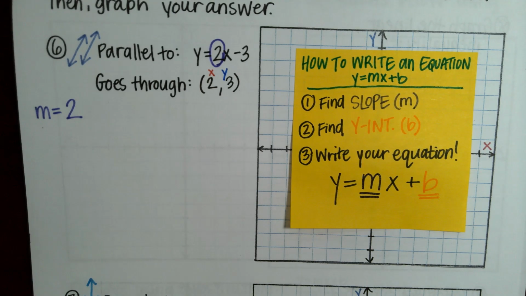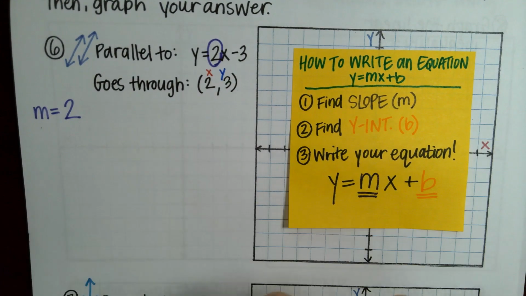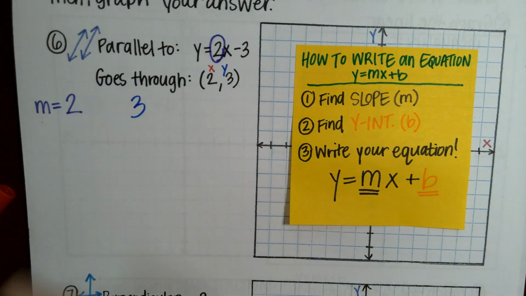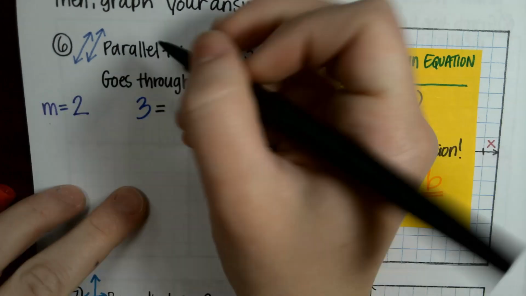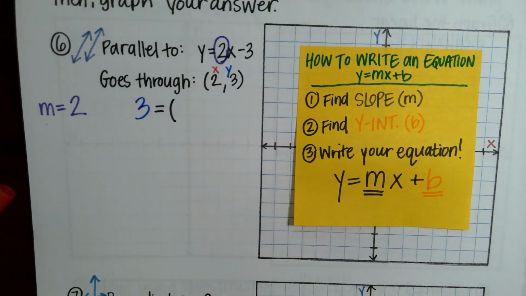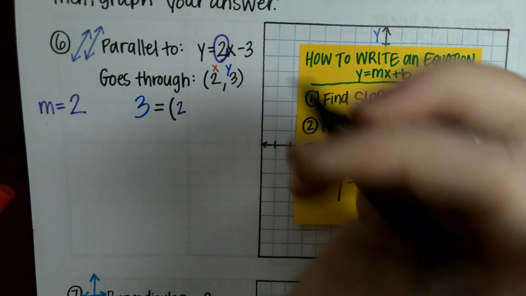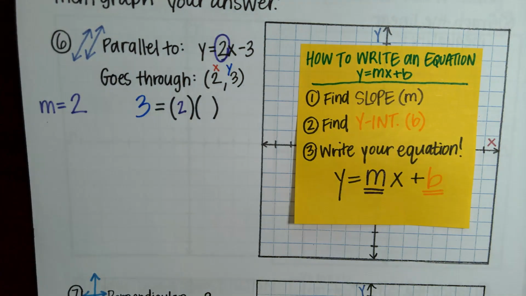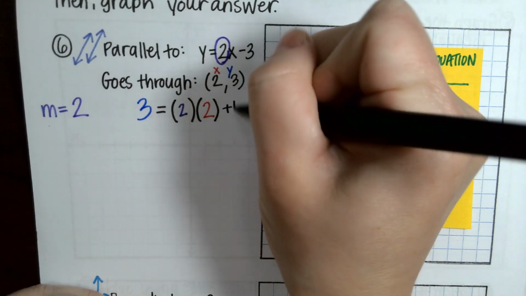Yeah, we're trying to write a new equation in y equals mx plus b, so let's just plug in what we do have. We have a y, 3, equals mx. We have an m. It's 2. We have an x. What's our x? 2. Only thing we don't have is our b. So I'm going to write plus b.